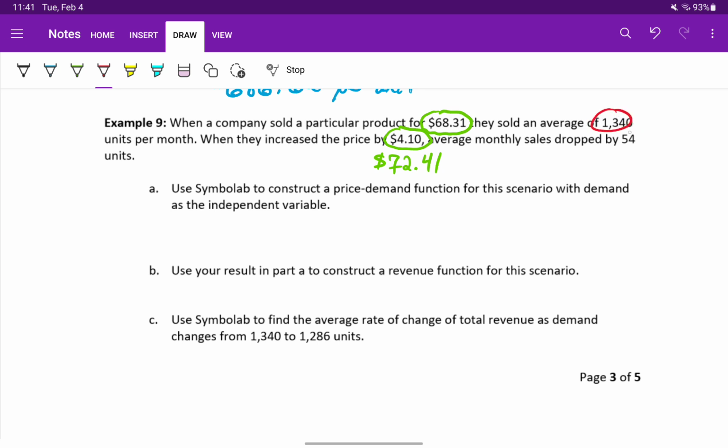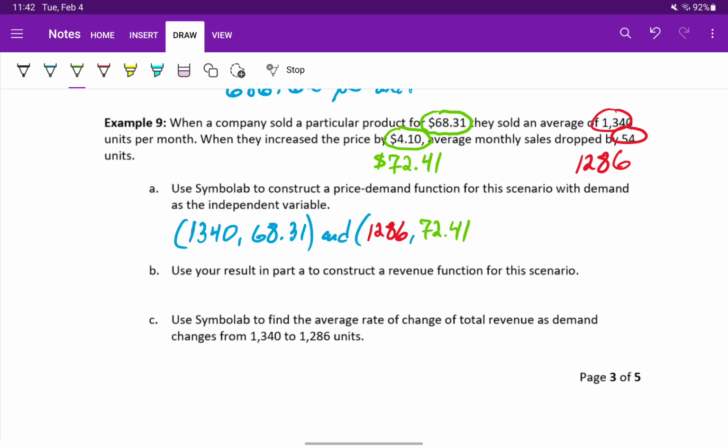And then we can look at our production level, which dropped by 54 units, to get our new sales level, not production level, of 1,286 units. So we increase the price, demand or monthly sales dropped. Now we want to construct that price demand equation. We'll do that using demand as our independent variable. So our two coordinate pairs here will be 1,340, comma 68.31. Those were the two original values given to us. And then the new values will be 1286 and that price point of 72.41.